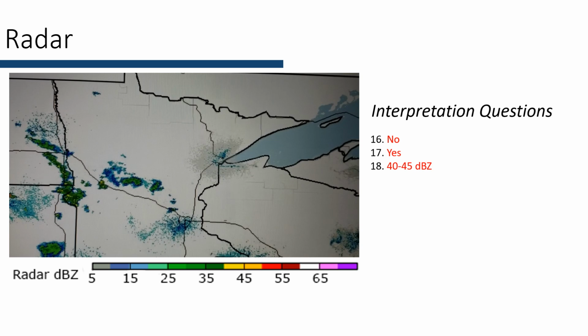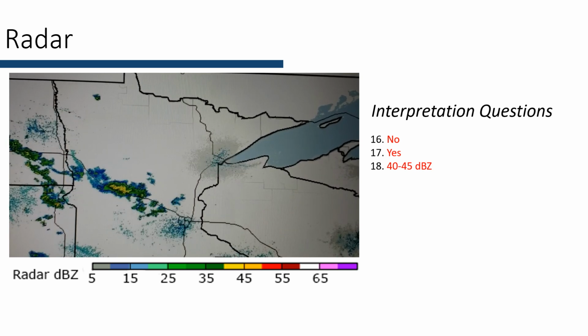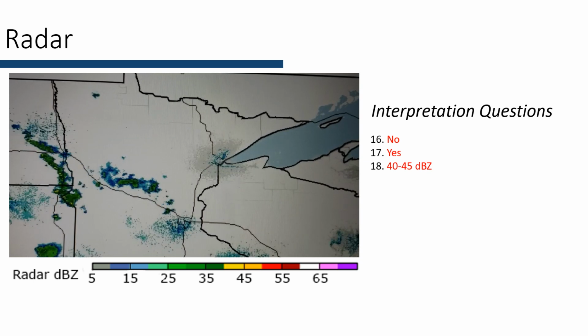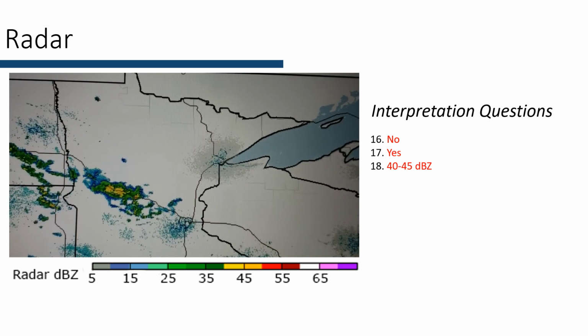Now let's go over the answers. Question 16. Is there precipitation currently on your route of flight? The answer is no. Question 17. Is there precipitation approaching your route of flight? The answer is yes, precipitation does appear to be approaching.